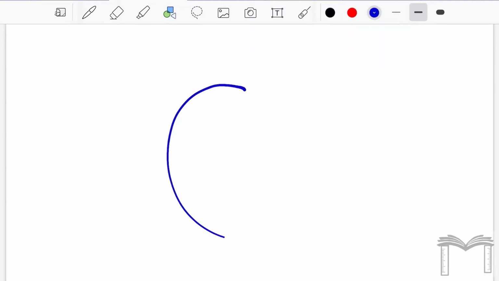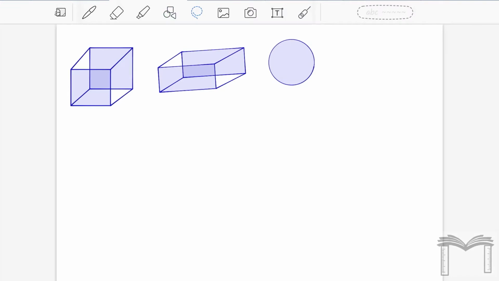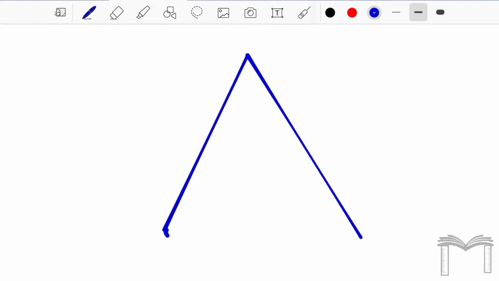Next, I will draw a sphere. But keep in mind, I do not have the tools to shade or color the sphere at this time, so we will simply use a circle to represent the sphere. Next, I will draw a cone. So we start off as if we are drawing a triangle or an isosceles triangle, and then we simply put a curve or arc connecting the 2 points.